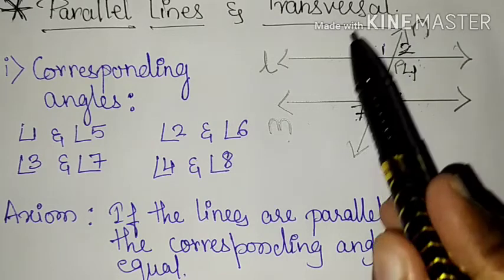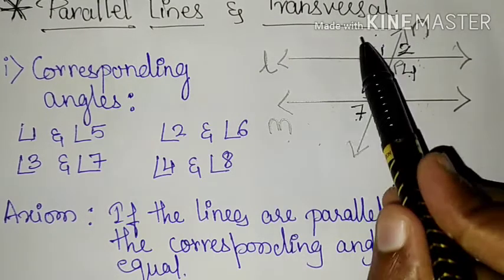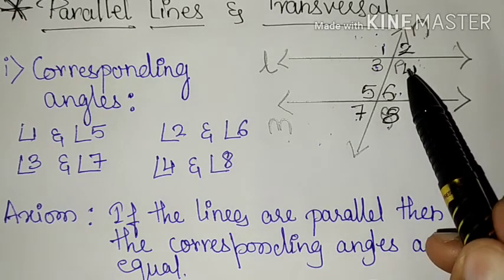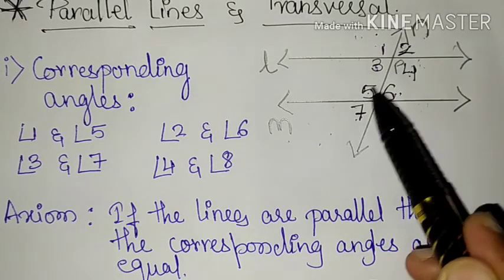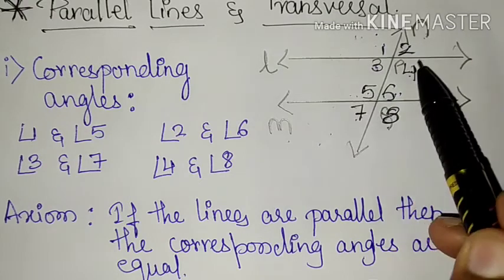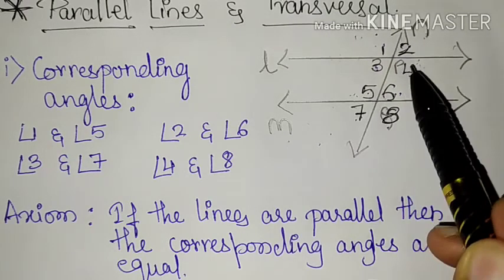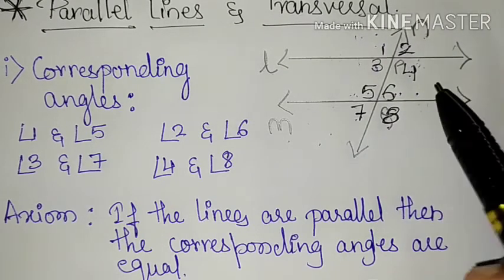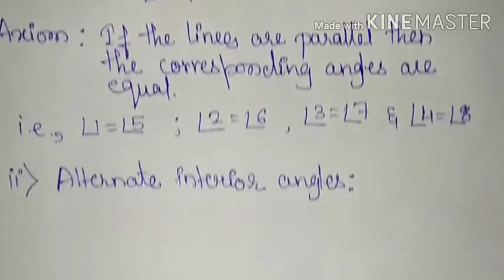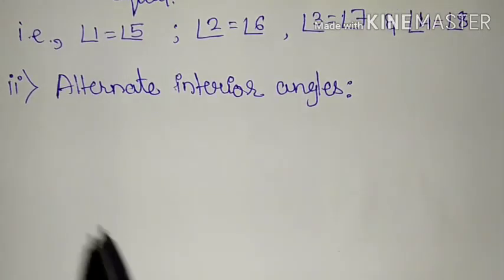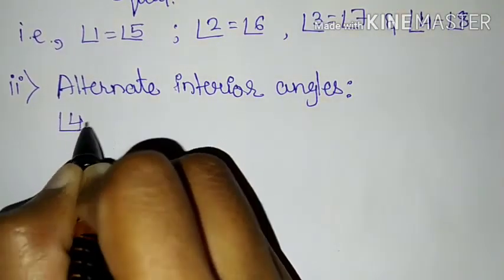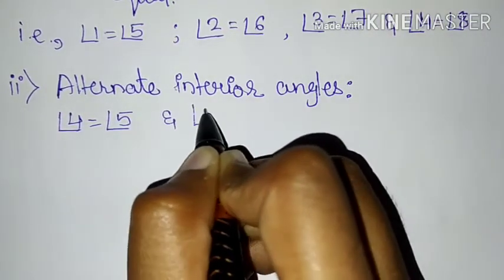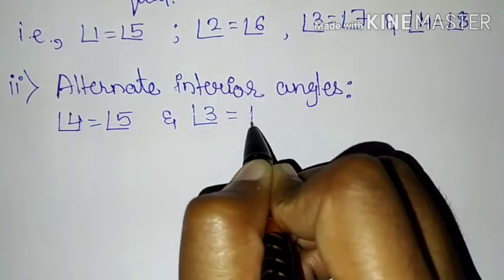angles. When they lie on the exterior parts, they are called alternate exterior angles. So now look here, the alternate angles lie on the opposite sides of the transversal. Angle 5 and angle 4, angle 3 and angle 6 are the sets of alternate angles. So angle 4 is equal to angle 5 and angle 3 is equal to angle 6.